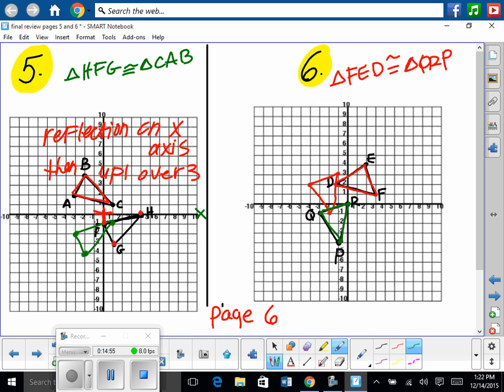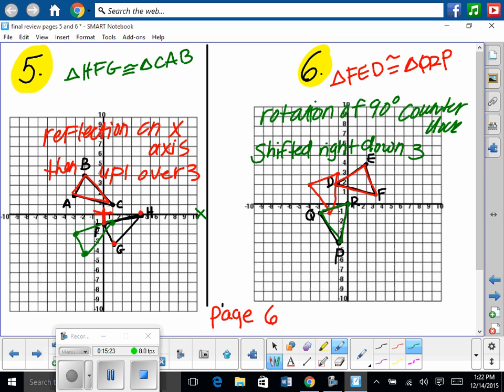So we had a rotation of 90 degrees counterclockwise. And then we took it and shifted right 1. So we went right 1 and then down 3. So that's our shift. And really, once again, the best way to do that is to get your patty paper.